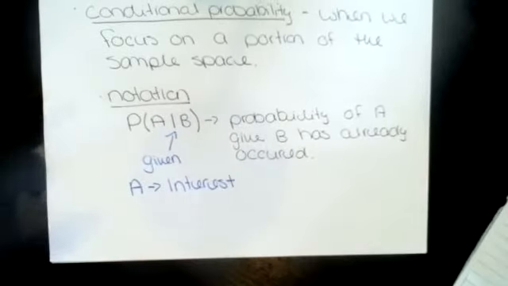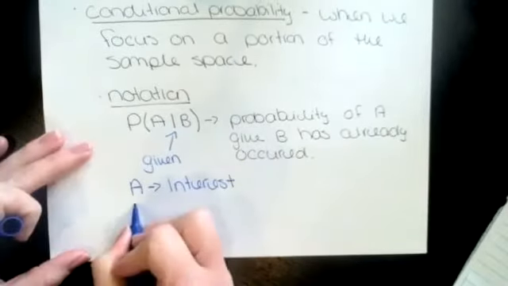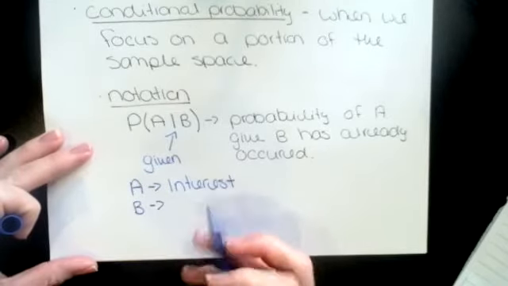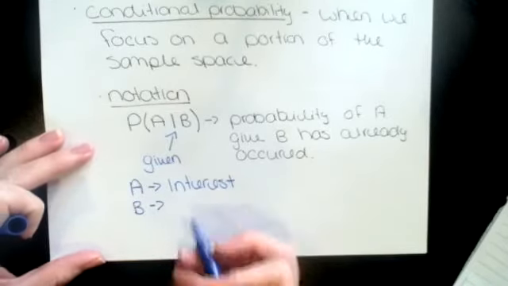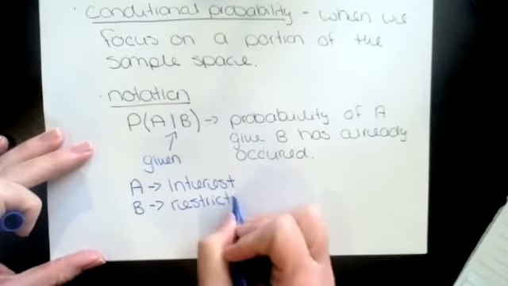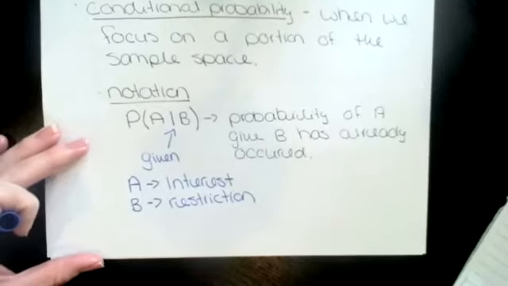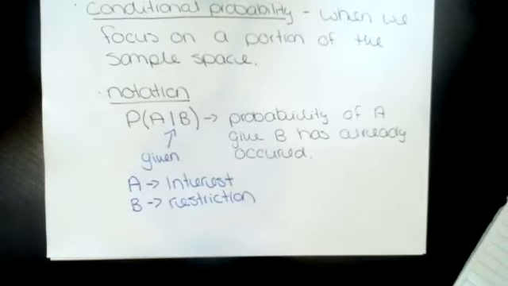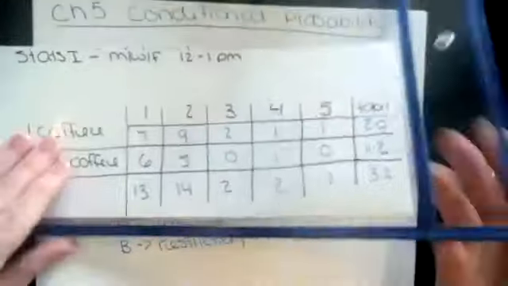So what we're looking at here is that A is what we call our interest. So A is the event we're interested in, and B is the event that is putting a restriction on our event A. So we call this the restriction. Now this is going to help us with our shading and using our two-way tables. So let's take a look at our two-way table, and we can look at an example.